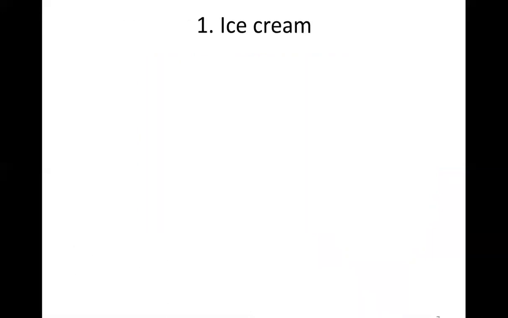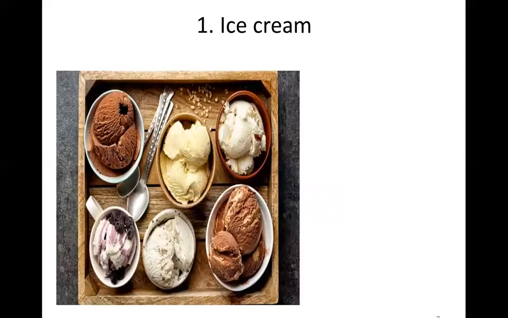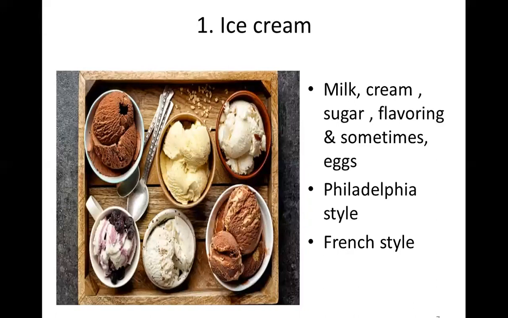So let's see the first churn frozen dessert, which is ice cream. On the platter you can see different varieties and flavors of ice cream: vanilla ice cream, chocolate ice cream, blueberry ice cream, butterscotch ice cream. So basically these are the examples of ice cream. Technically, to call it ice cream, what should be the content of it, that we are going to discuss. Basically, ice cream is a smooth frozen mixture of milk, cream, sugar, flavorings, and sometimes eggs are added to that.